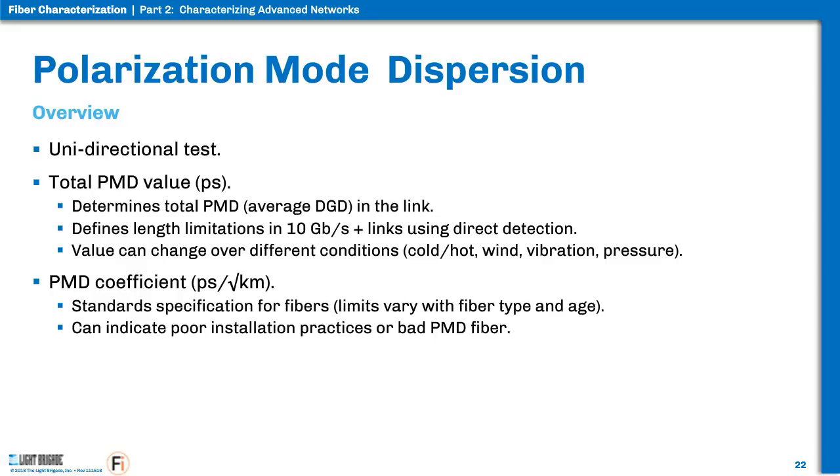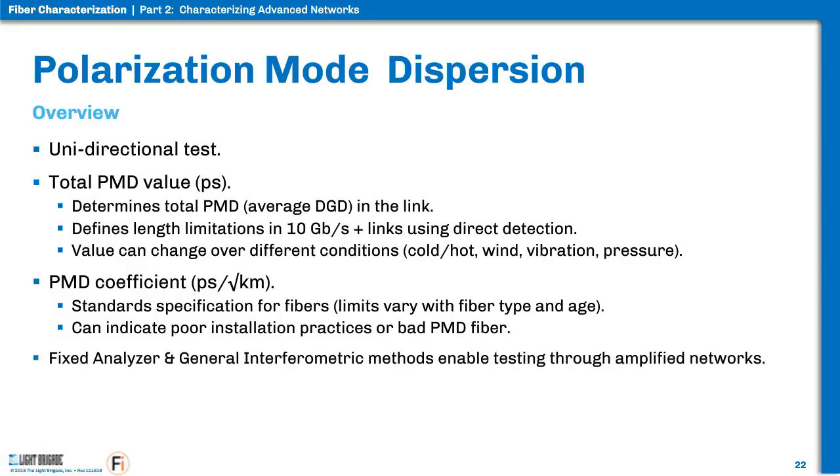Again, you also get the PMD coefficient, which is more of a planning tool, and it can give you more information, between the total PMD value and the coefficient, about when you have bad PMD fiber. If you're looking at old fiber, you might want to avoid very old fiber because it could have very bad PMD. So this allows you to identify the fibers that have poor PMD versus those that have good PMD. So all these measurements are very valuable.